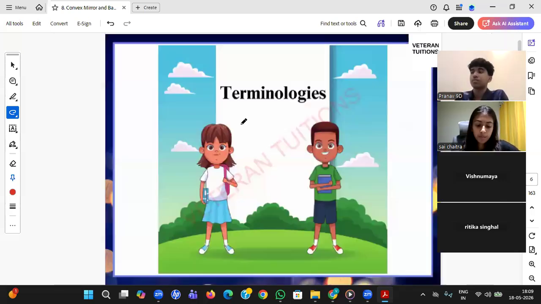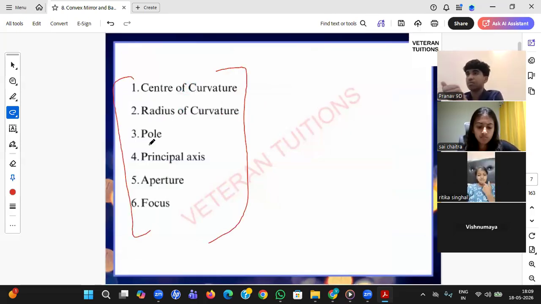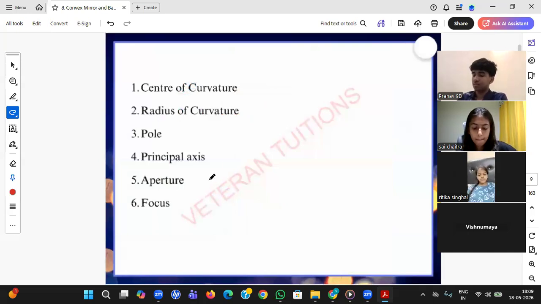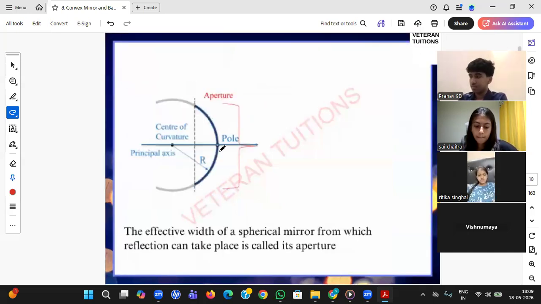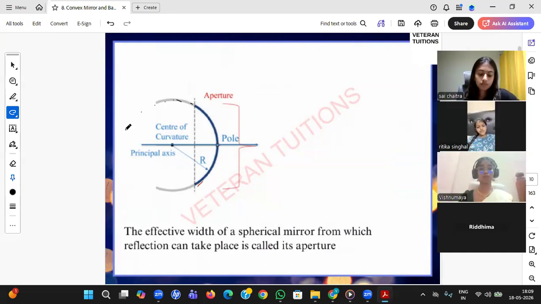Now the terminologies, as I said, six very important terminologies. We always use these terminologies in further sessions. Let me explain all six terminologies in one shot. This is a broken part of a mirror. If somebody asks you the center of curvature, you should construct back the whole sphere. Then you should say the big sphere's center is here. It is the center of curvature.